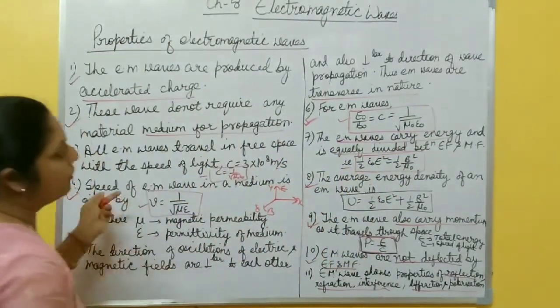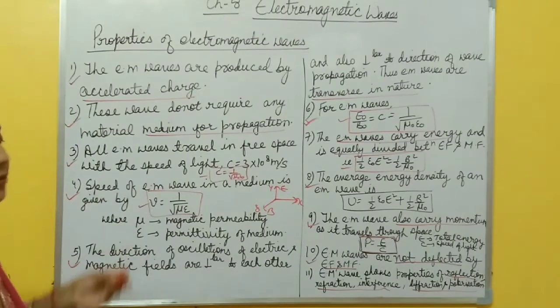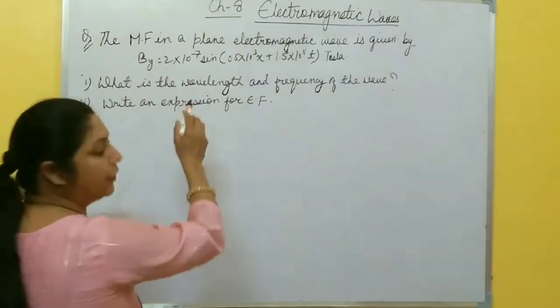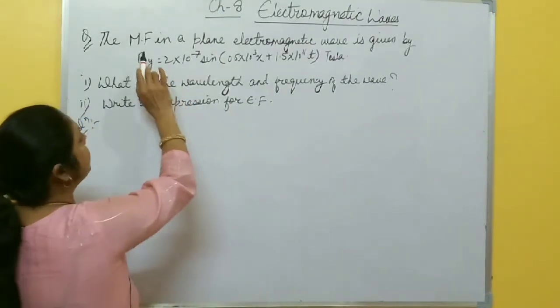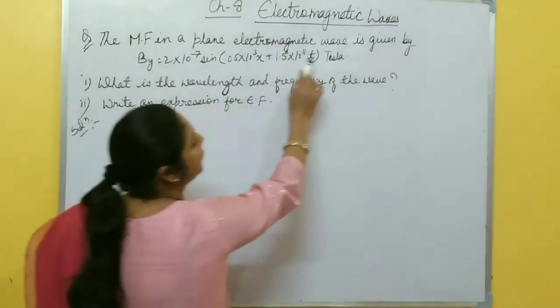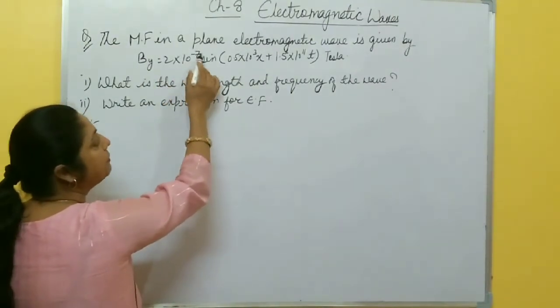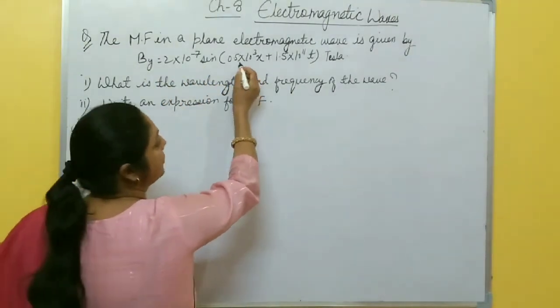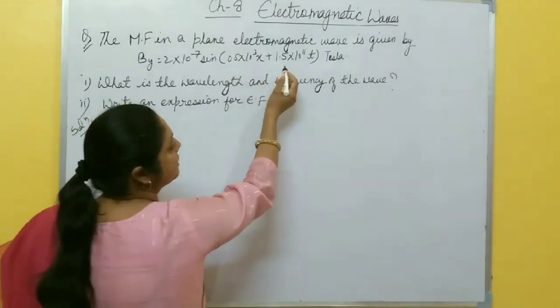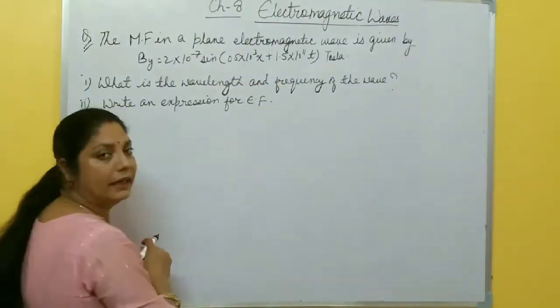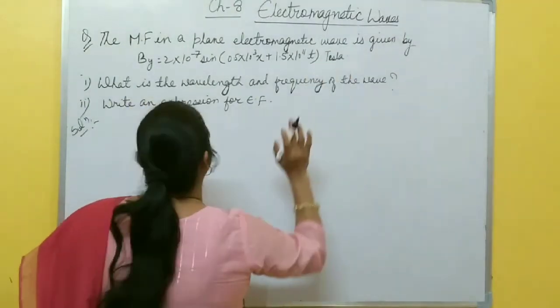Okay. I'm going to solve one numerical based on these formulas. First, take a screenshot of this one. Okay. Now I am going to solve one numerical. The question is: the magnetic field in a plane electromagnetic wave is given by By equal to 2 into 10 to the power minus 7 sine of (0.5 into 10 to the power 3 x plus 1.5 into 10 to the power 11 t), and the unit is Tesla.